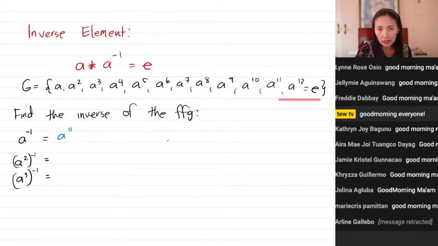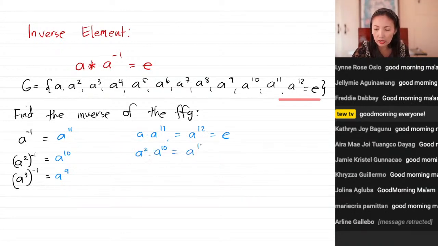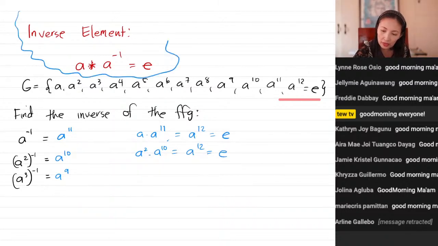The inverse of a squared would be a to the 10. And the inverse of a cubed would be a to the 9. Why? Because a times a raised to 11 is equal to a raised to 12, which is the identity element. a squared times a to the 10 is equal to a raised to 12, the identity element. Remember, this is the definition of an inverse element: that which, when multiplied to a given element, results in the identity element e.